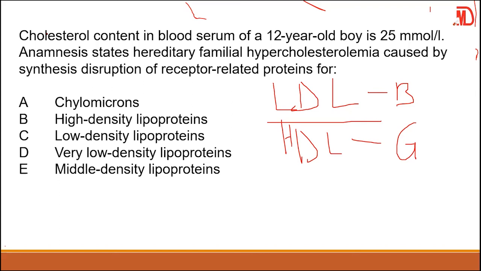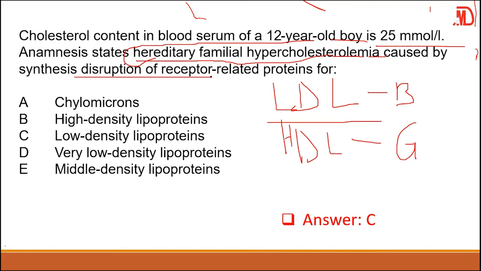All right. So over here, cholesterol content in the blood serum of a 12-year-old boy is 25. Another says that there is a hereditary problem with too much cholesterol in the blood. So guys, what are you thinking about? Your answer is what? Quick one. Low density lipoprotein, because there is too much cholesterol, and that is carried by LDL.